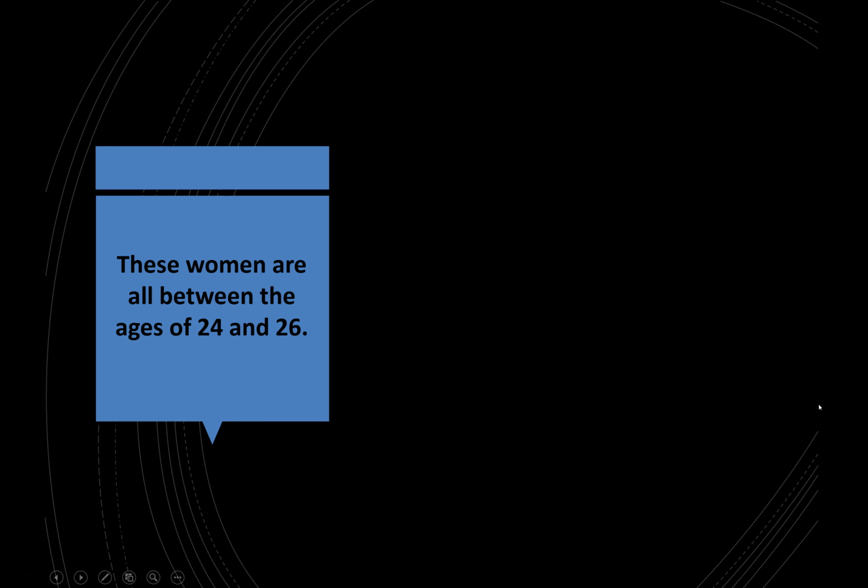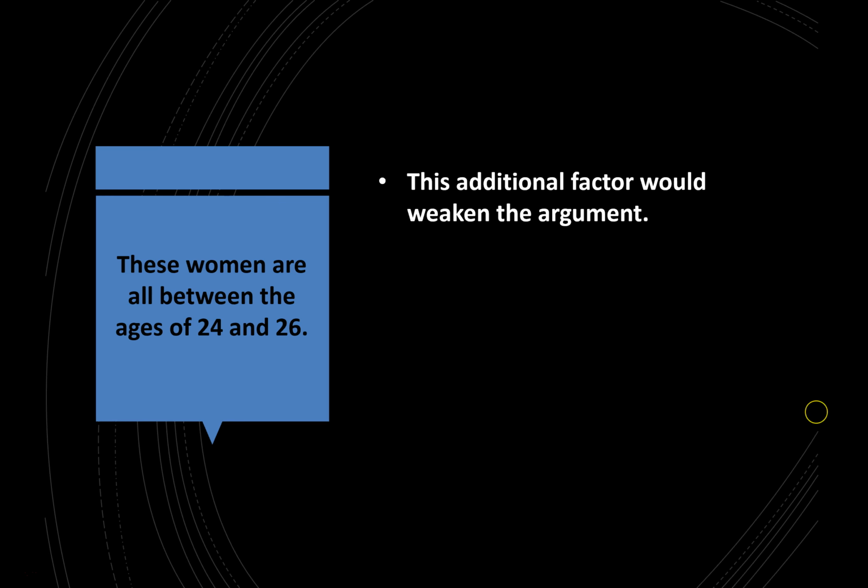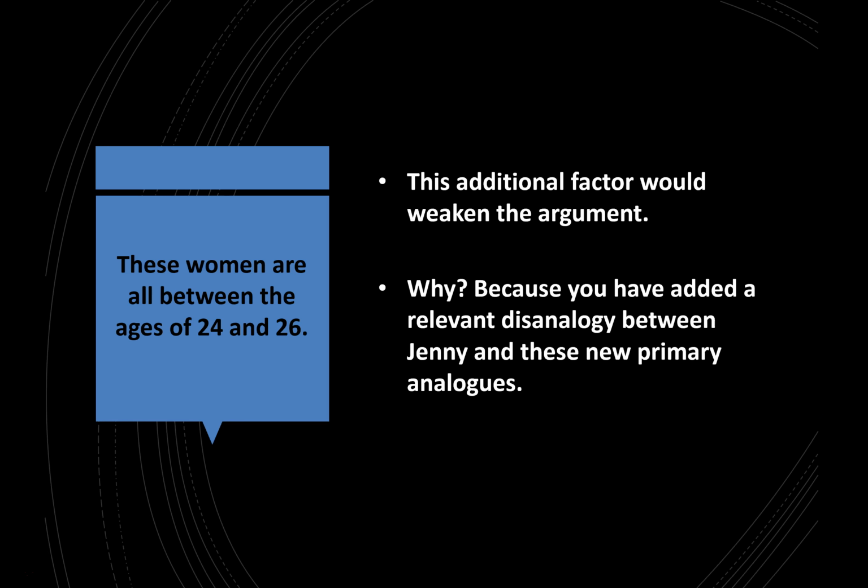But these women are all between the ages of 24 and 26. And remember, Jenny is 40. So that additional factor is going to weaken the argument, right? Why? Because you've added a relevant disanalogy between Jenny and these new primary analogs.